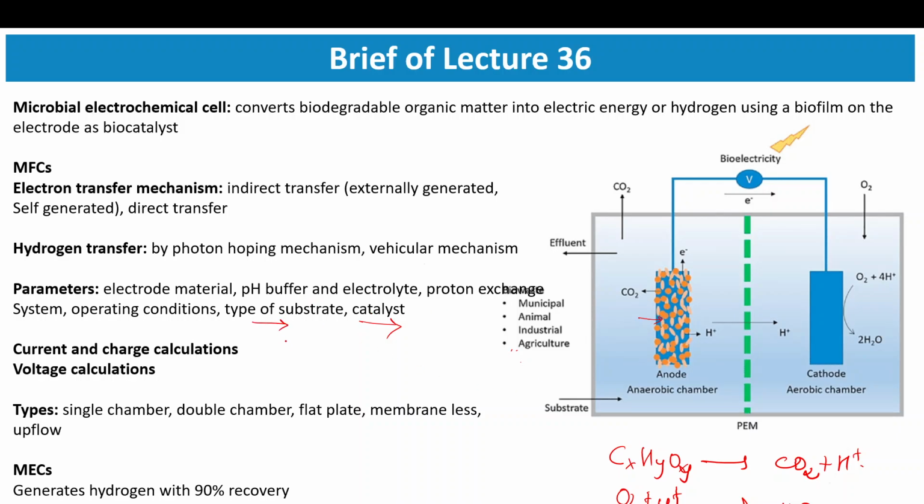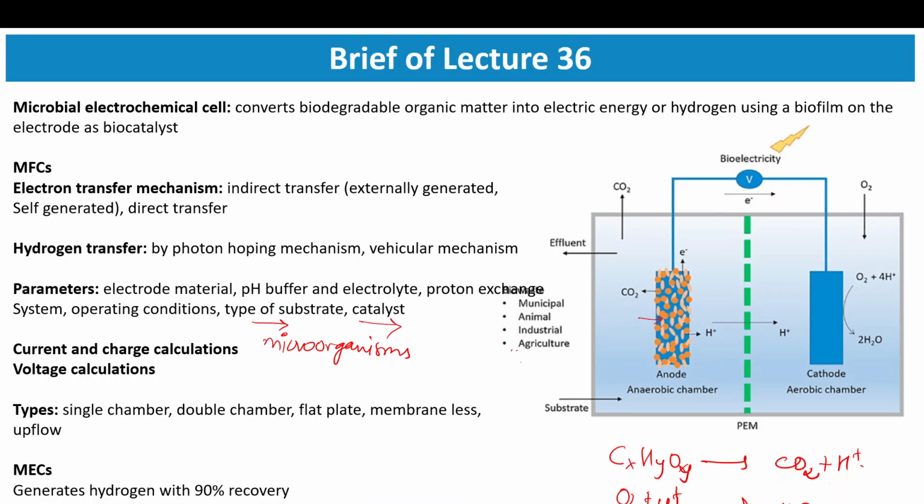Then the type of substrate. Okay, so here the main aim is to degrade the substrate. Now the degradation, like how much degradation of this organic happens, depends on the biodegradability of the substrate. Further, the operating conditions, pH, and the electrolyte which you use matter. Okay, because here you are using microorganisms, right, which act upon the substrate for its degradation.